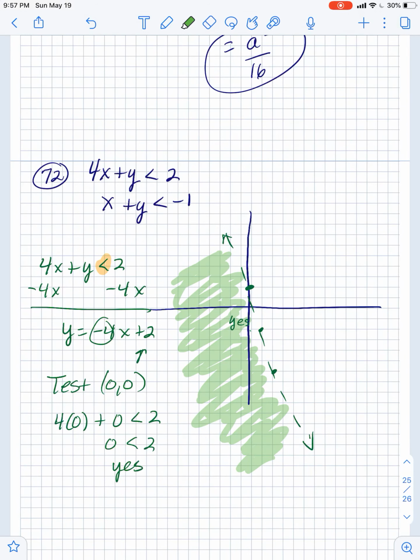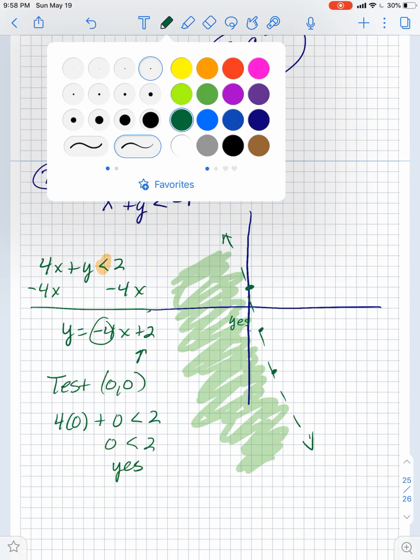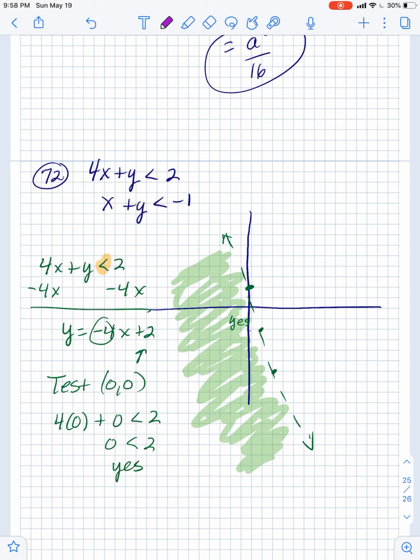Okay. Now let's do the next one. Let's do it in purple. And again, we're going to solve for y. So I'm going to move the x over. So y is less than a negative x minus 1. So my y-intercept is going to be at a negative 1. My slope is also a negative 1, down 1.